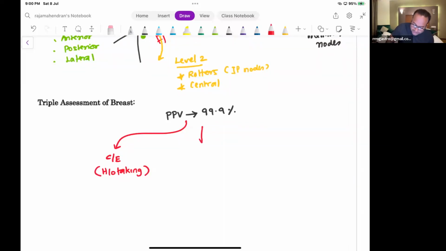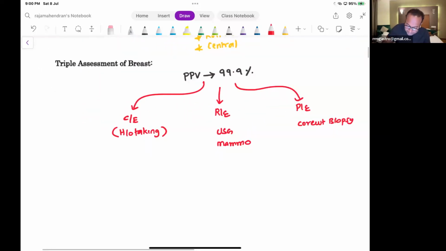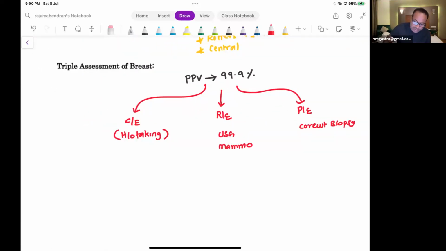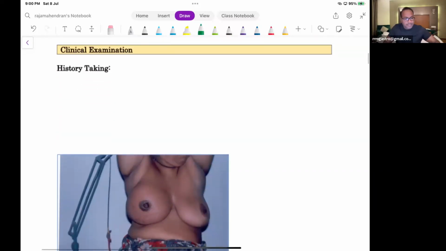Then radiological examination, which is made up of ultrasound or mammography. And number 3, pathological examination, which is made up of core cut biopsy. So 3 investigations we have to do for all patients coming to you with the breast lump. If somebody is coming, you should do all these investigations. We are going to discuss about each investigation first. So clinical examination of the breast.